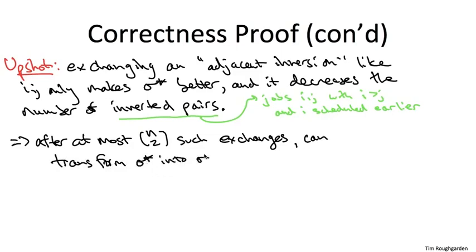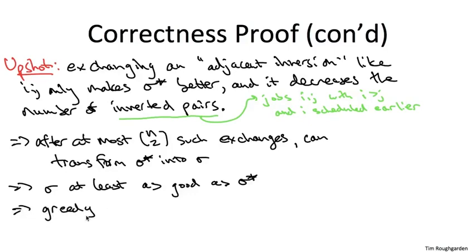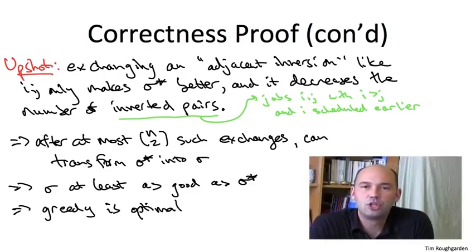We've taken an arbitrary schedule sigma star and massaged it, making it better and better, terminating with our greedy schedule sigma. That says our greedy schedule sigma is at least as good as what we started with, sigma star. So the greedy schedule is at least as good as this arbitrary schedule sigma star. So it's optimal. It's better than everything. So one final note before I write down the QED.